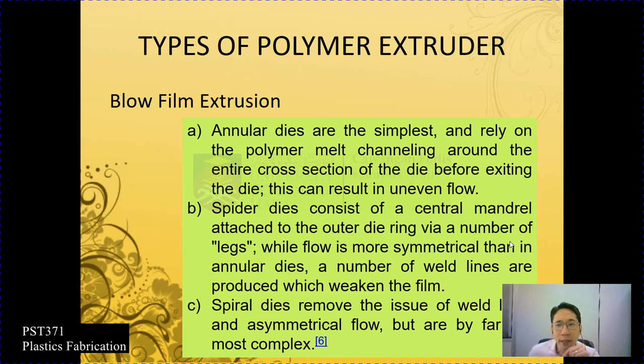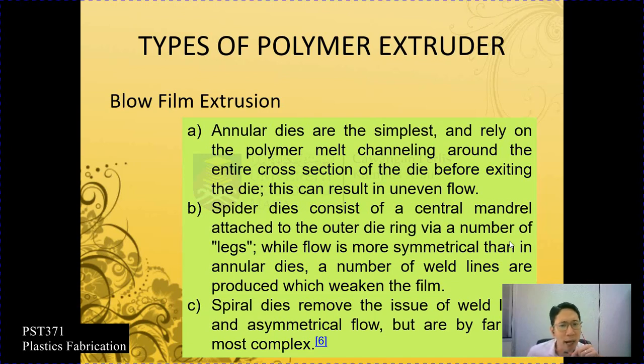While flow is more symmetrical than the annular dies, a number of weld lines are produced which weaken the films. Okay, sebab bila ada banyak legs ni tadi, dia akan ada weld line. Bagi macam bercantum tu lah. Dia akan weaken kan film yang awak produce.